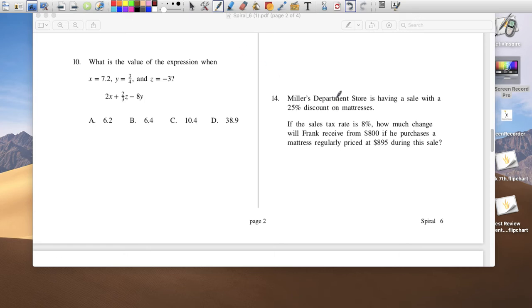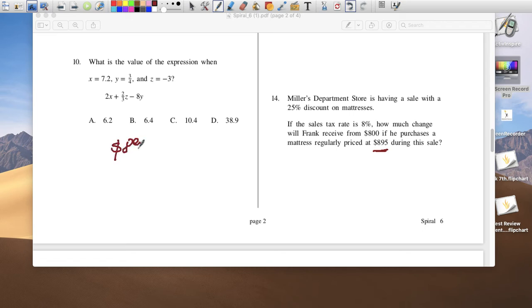The department store is having a sale with a 25% discount. The sales tax is 8%. How much change will Frank receive from 800? So he's paying with 800. If he purchases a mattress regularly priced at 895, so you're buying something that's 895. So there's your price, right?